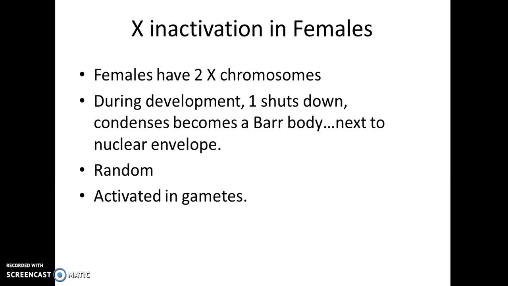X inactivation in female individuals. Females have 2 X chromosomes, but during development, one of them shuts down. And if it condenses, it becomes a bar body. There are a couple of genes that are active on it, but it's pretty much shut down. It's located near the nuclear envelope. It's random which one shuts down. So a female individual is a mosaic between the mom's X chromosome and the dad's X chromosome being active. And the second X chromosome is activated when you form gametes, interestingly enough.